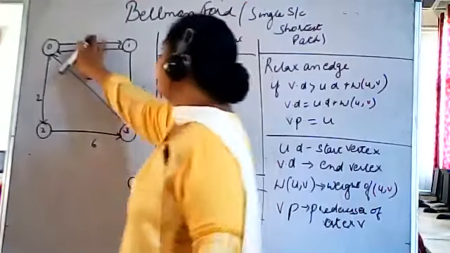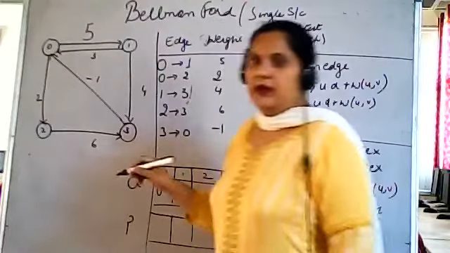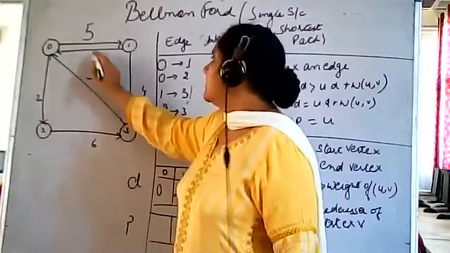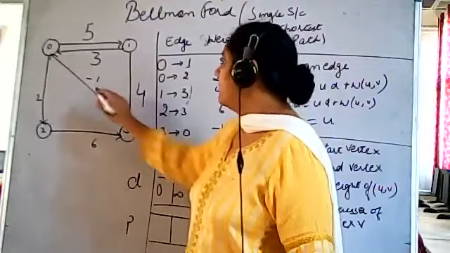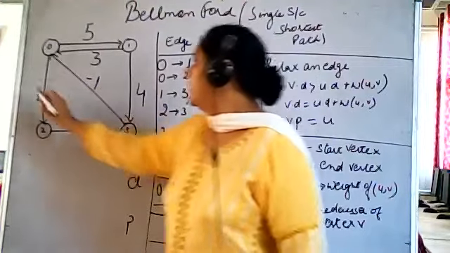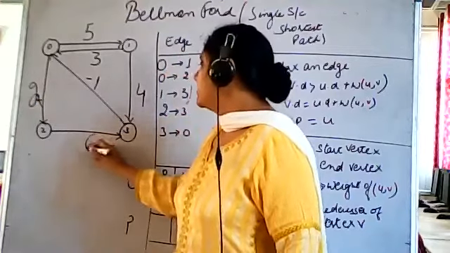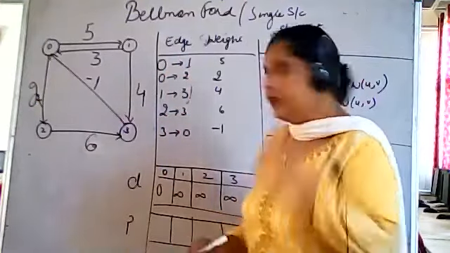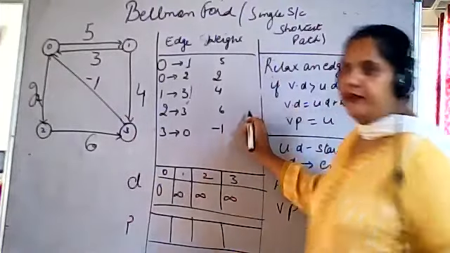0 to 1, it is 5. I'll make it a little bigger so that you'll be able to see. And 0 to 1, it is 3. 1 to 3, it is 4. -1, 2, and 6. Fine. So this is the connected graph which is given to me, and I have written the edges and the corresponding weights.